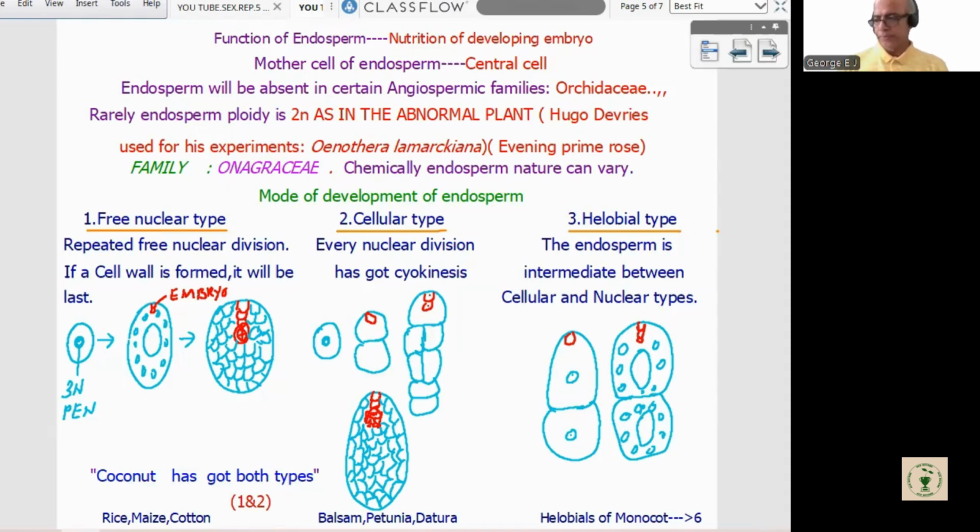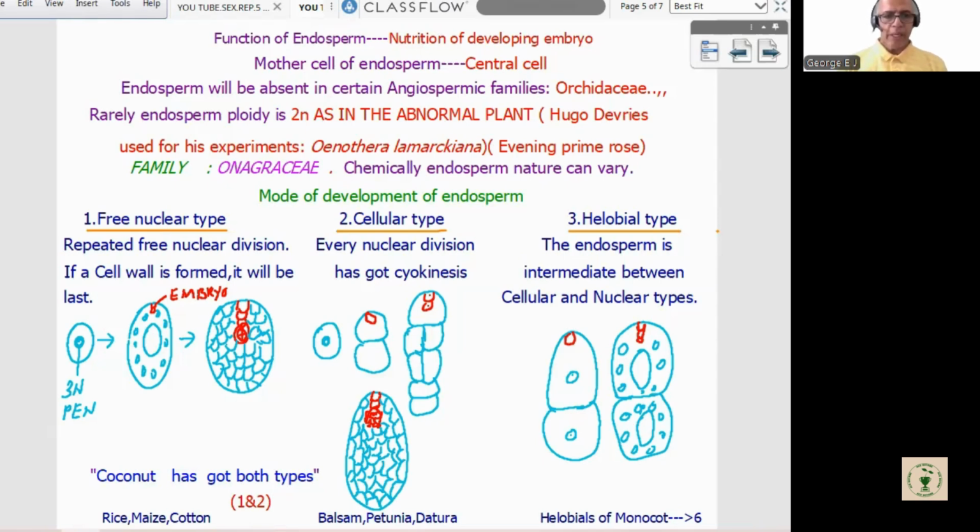The 3 we can cover. Diagrams are shown there. So first is free nuclear type. Here what happens is the nucleus divides continuously, so many nuclei will be formed, and a cell wall is laid only at the last stage. That is why the term free nuclear type. So repeated nuclear division, and the cell wall is laid at the last.